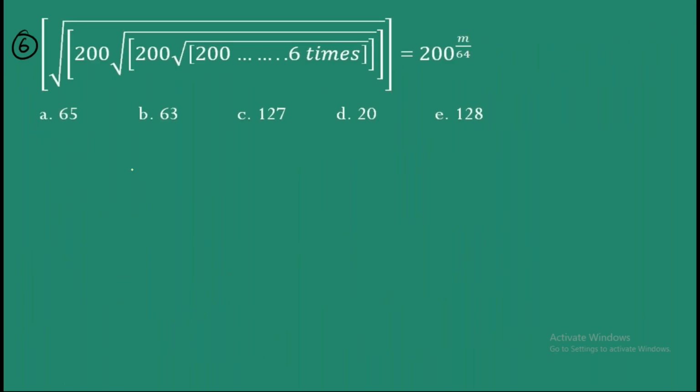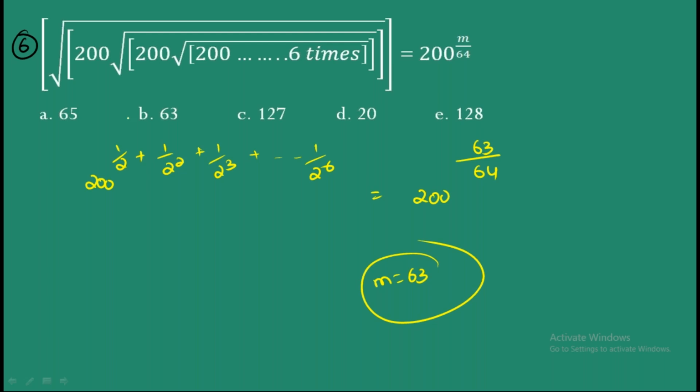Whereas here, up to 6 times means, now I think you can guess, this is 200 power 1 by 2, 1 by 2 square, 1 by 2 cube, up to 1 by 2 power 6. You can add manually if you want, because the denominator is anyhow 64. 2 power 6 is 64. Maximum you will get 64 as the LCM. Then if you add all the remaining, we'll get 63 actually. I can say M is 63. You take the LCM and decide, we'll get M value 63, if it is 6 times.